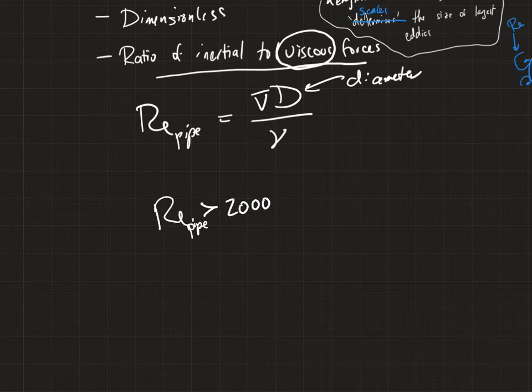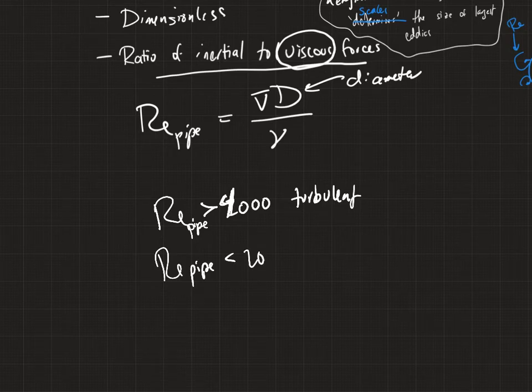Or I think let's go with 4,000. Okay, then it's turbulent. If the Reynolds number in a pipe is less than 2,000, it's laminar. What if it's in between? I hear your brain asking, what if it's in between? Well, if it's in between, you're in some sort of transitional flow, and it could be either.